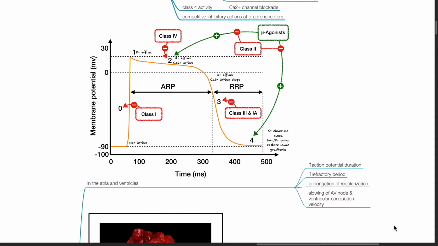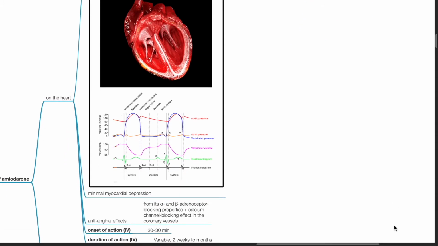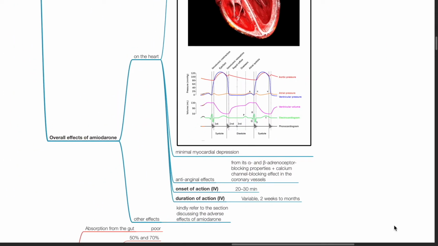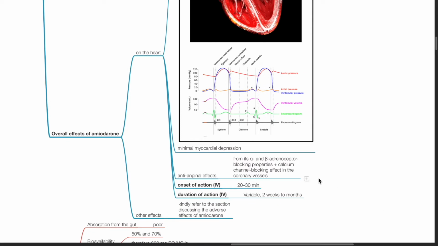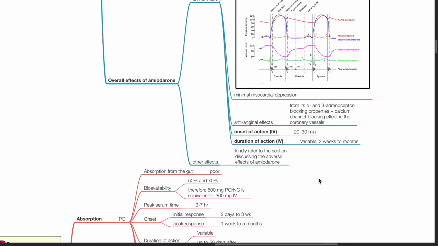Overall effects of amiodarone. In the atria and ventricles, there is increased action potential duration, increased refractory period, prolongation of repolarization, and slowing of AV node and ventricular conduction velocity. There is minimal myocardial depression. There are anti-anginal effects from its alpha and beta adrenoceptor blocking properties and calcium channel blocking effects in the coronary vessels. Onset of action via IV route is 20 to 30 minutes. Duration of action via IV route is variable and lasts 2 weeks to months. For other effects, kindly refer to the section discussing the adverse effects of amiodarone.